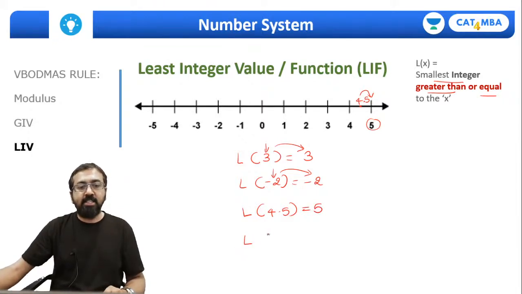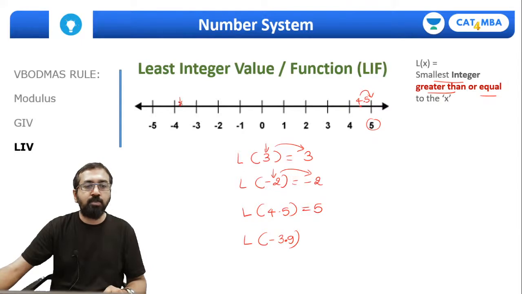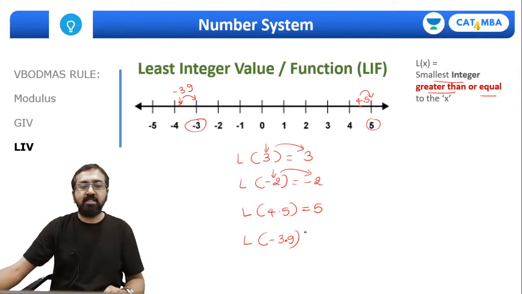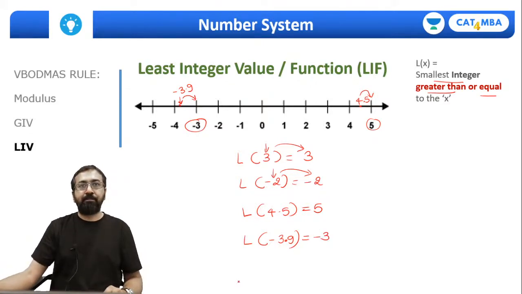Okay, then least integer value of, say, -3.9. So what is the least integer value of -3.9? Of course -3.9 will be somewhere over here at this point. So let me just write down -3.9. Okay, so which is the first integer towards the right of -3.9? Of course it's -3. So least integer value of -3.9 is -3.